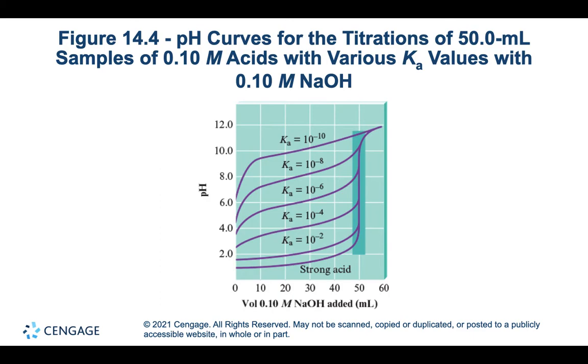And that window gets smaller and smaller as your Kas get larger, because remember, your pKa is going to be your midpoint, halfway to the equivalence point. So as you begin to raise that, you shorten that vertical region. So notice that for Ka equals 10 to the minus 2, at 25 milliliters, pH is 2. For Ka equals 10 to the minus 4, at 25 milliliters, pH equals 4.